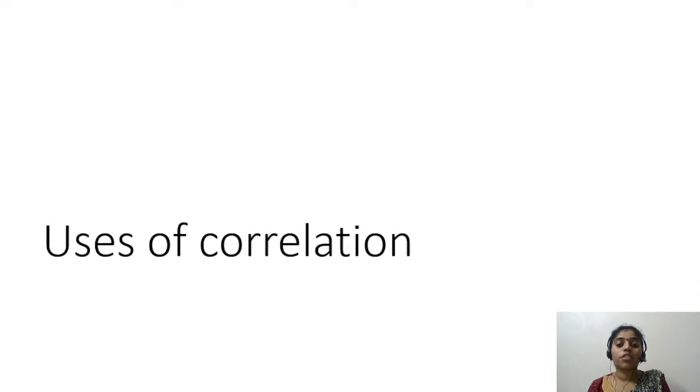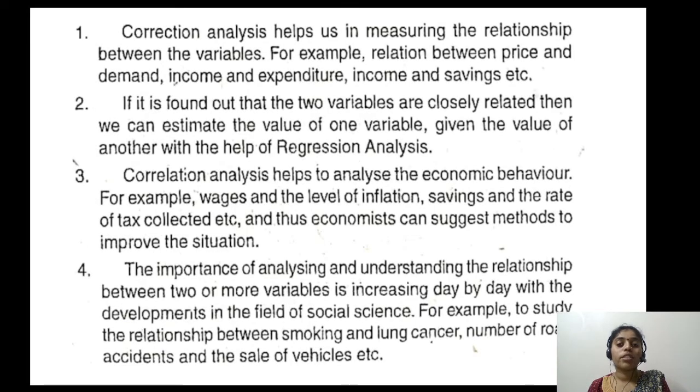Next, coming to the uses of correlation. What are the uses of correlation? Correlation helps in measuring the relationship between the variables. For example, the relation between price and demand, income and expenditure, income and savings. Second use: if it is found that two variables are closely related, then we can estimate the value of one variable using the value of the other variable, and it also helps in regression analysis.